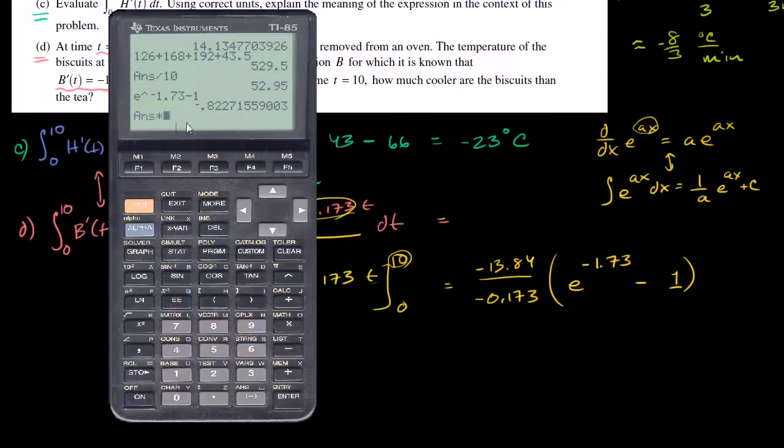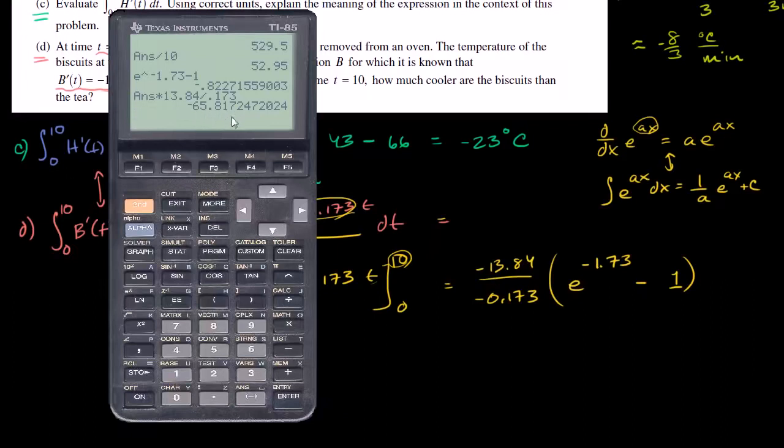So my previous answer times, and I won't write the negative, because the negative divided by negative is going to be a positive. So it's just 13.84 divided by 0.173, because I didn't write the negatives because they just cancel out. And that gives me negative 65.817. So this is our change in temperature for the biscuits.